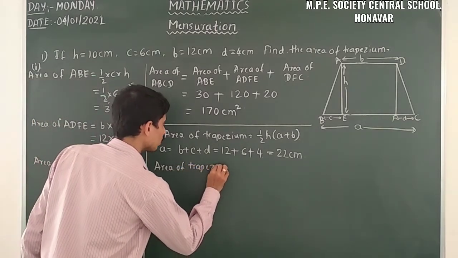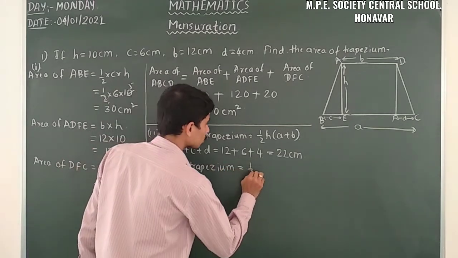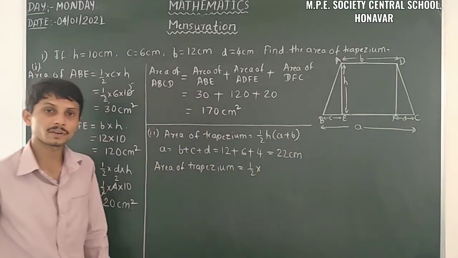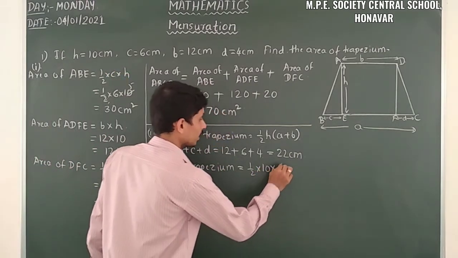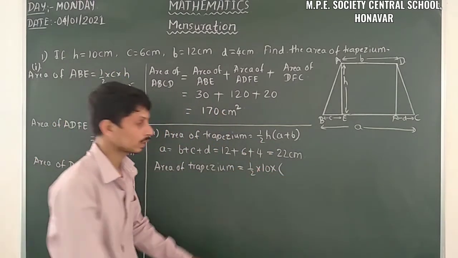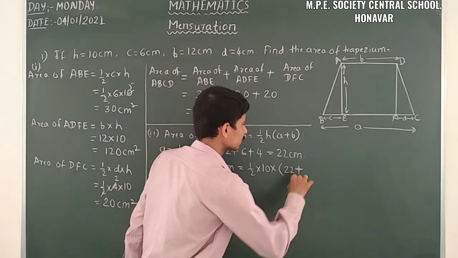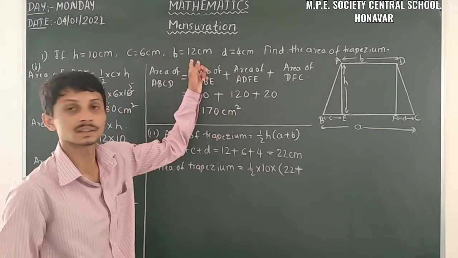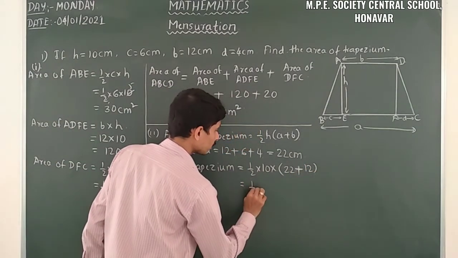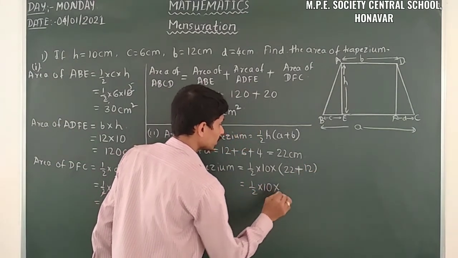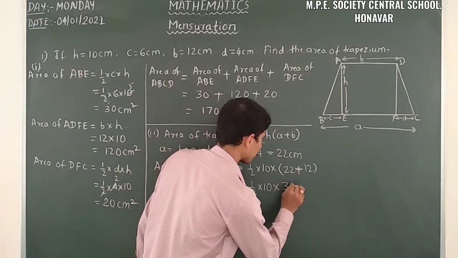That is, area of trapezium is equal to 1 by 2 into h. What's the value of h here? It is 10. And what's the value of a here? A is 22, plus the value of b is 12. Is equal to 1 by 2 into 10 into, here 22 plus 12, it is 34.